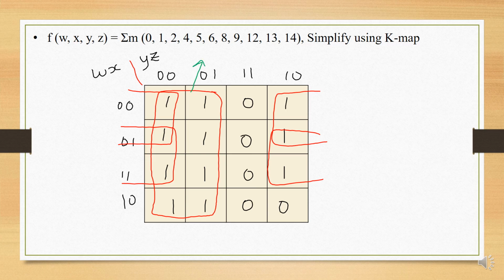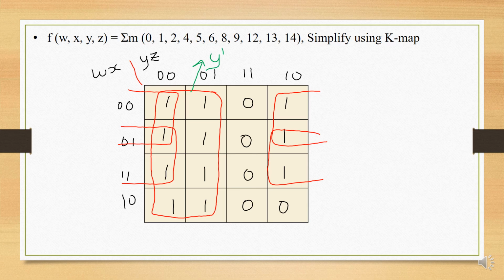So let me consider the first grouping, the octet, and write the product term as we have grouped the logic 1s. If you look into the rows of this particular octet, all the variable values are varying every time. So you cannot consider the W and X variables in the product term. Let's go for the column values. If you look into these two columns, we have a constant value of 0 for variable Y. Variable Z is having two different values, 0 and 1, so you cannot consider variable Z. Look into variable Y, which is having a constant value 0. Therefore, we can write the product term here as Y bar.